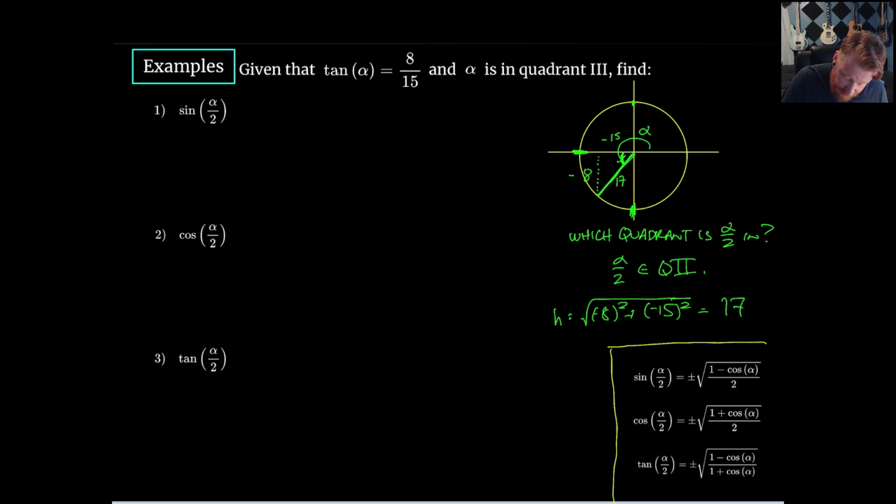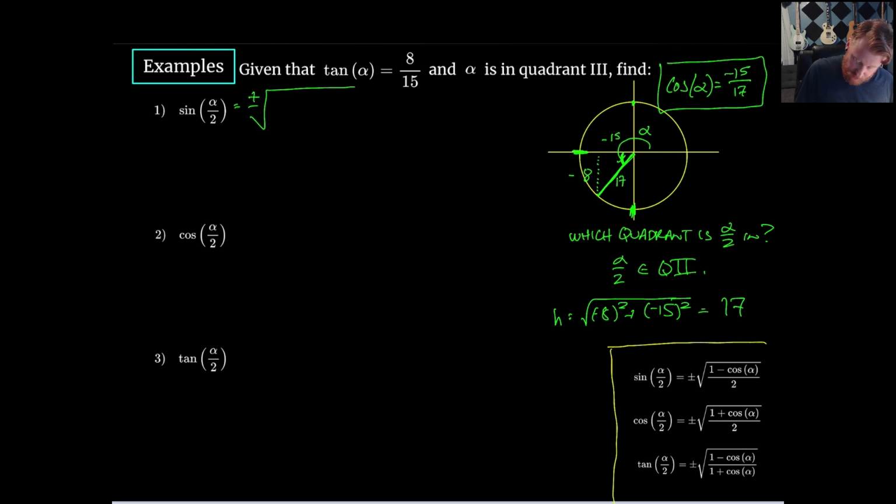Okay, then that tells us that the cosine of alpha is going to be adjacent, negative 15 over 17. So this is the value that we're going to need as we plug things in down here. Okay, so that is our goal now. So we want the sine of alpha over 2, and this is going to be plus or minus the square root of 1 minus cosine alpha, which is negative 15 over 17, all over 2.